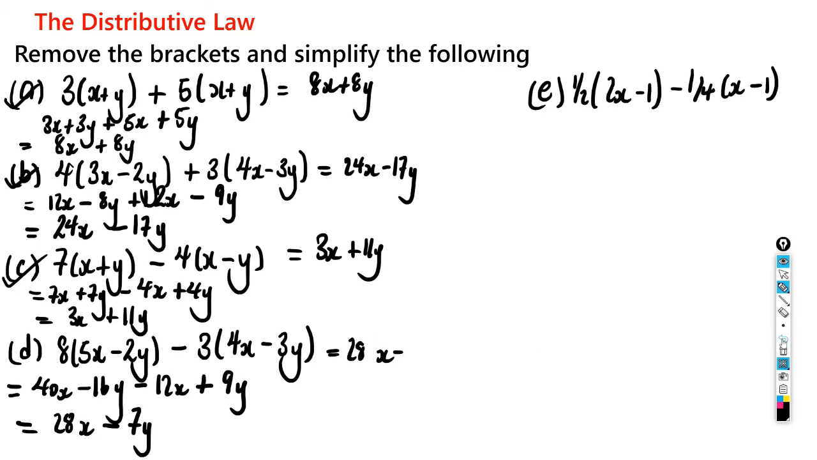Oopsie, that's kind of too far away from it. Let's write x closer. 28x minus 7y. Cool. All right, so let's look at the last one here.